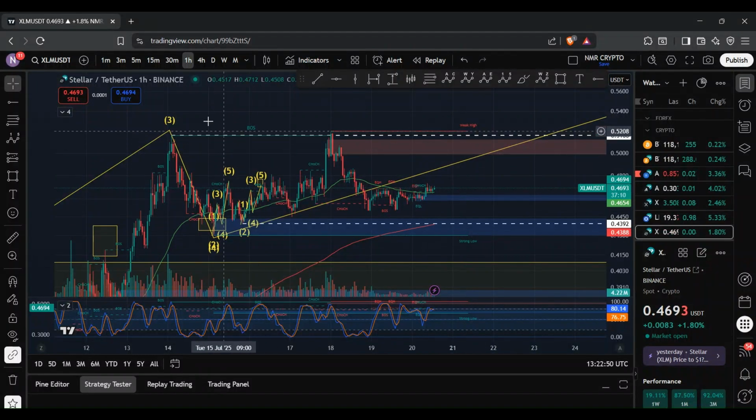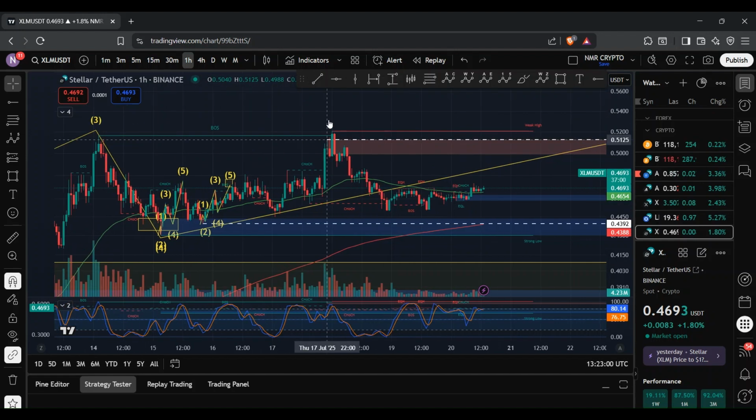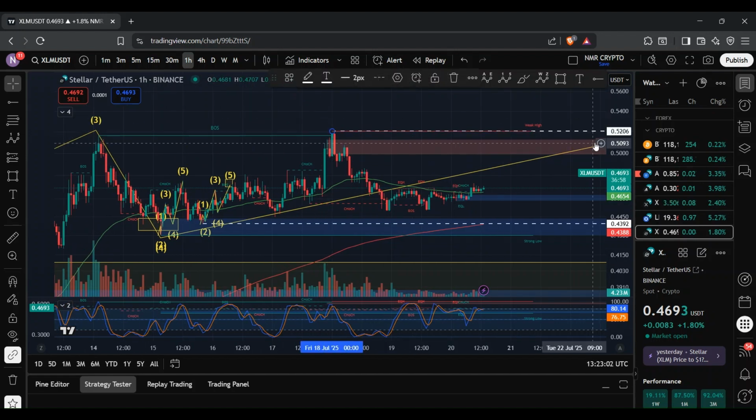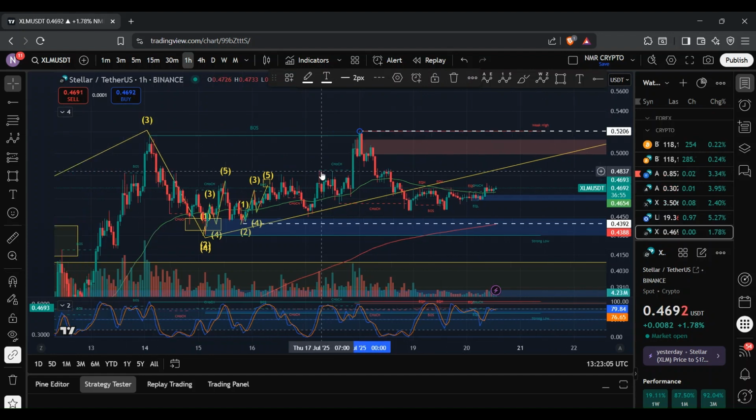So XLM broke through the local top at 51.66 cents, and that then triggered a breakup structure on smart money concept, further confirming that we were on a bullish trend. So if I move this to over here, you can see that we ended up reaching 52.06 cents.